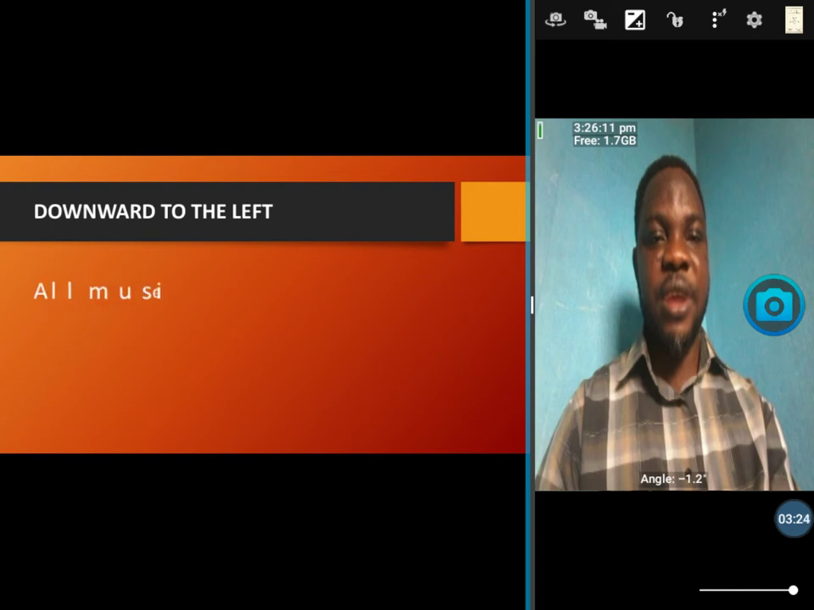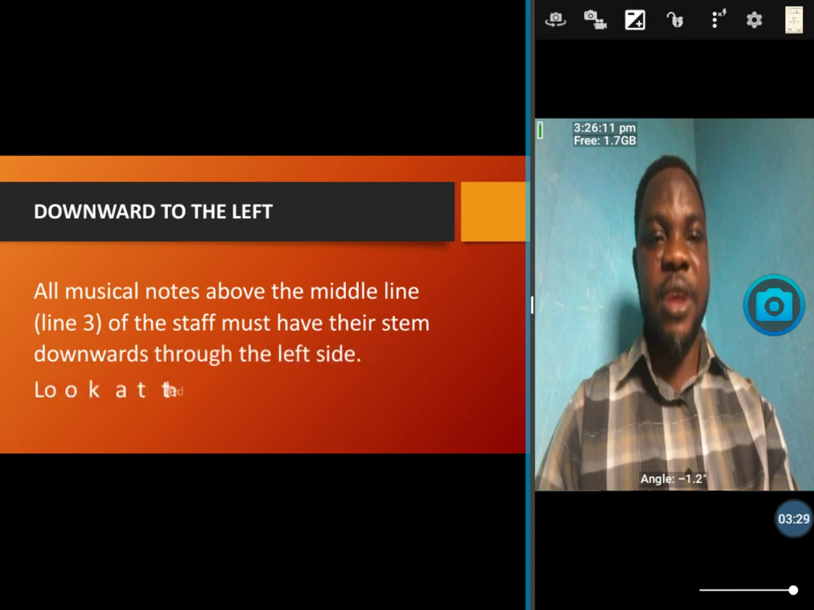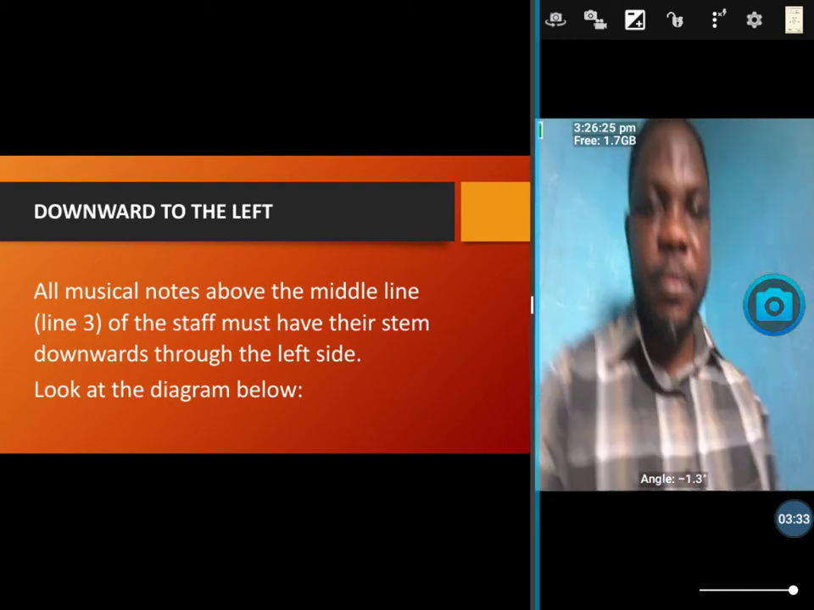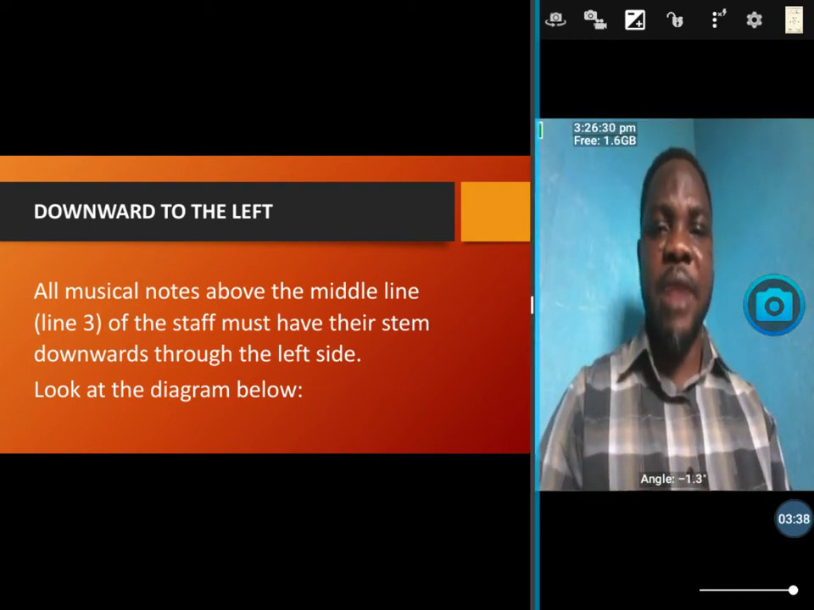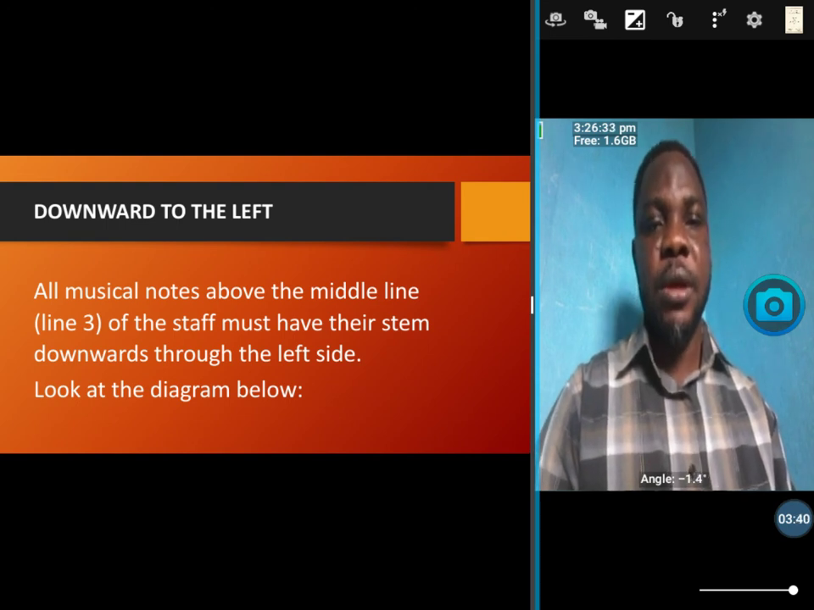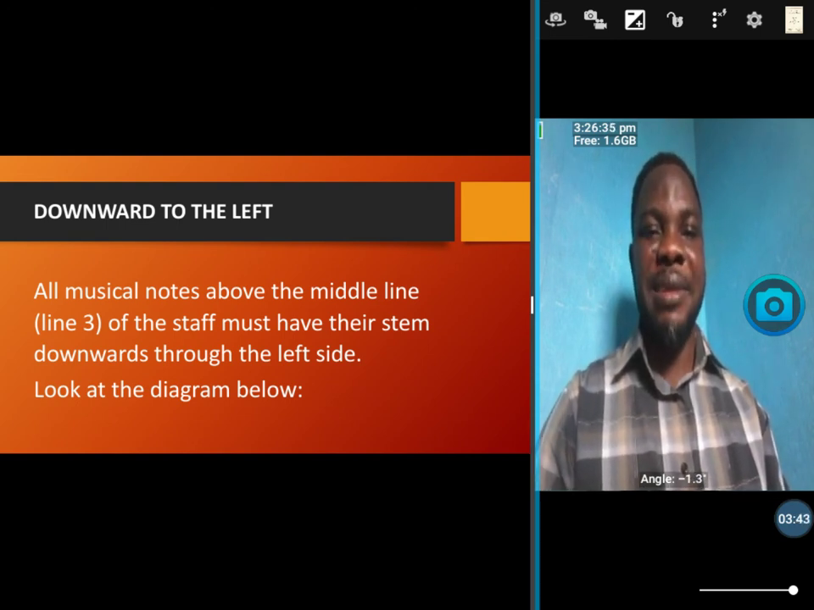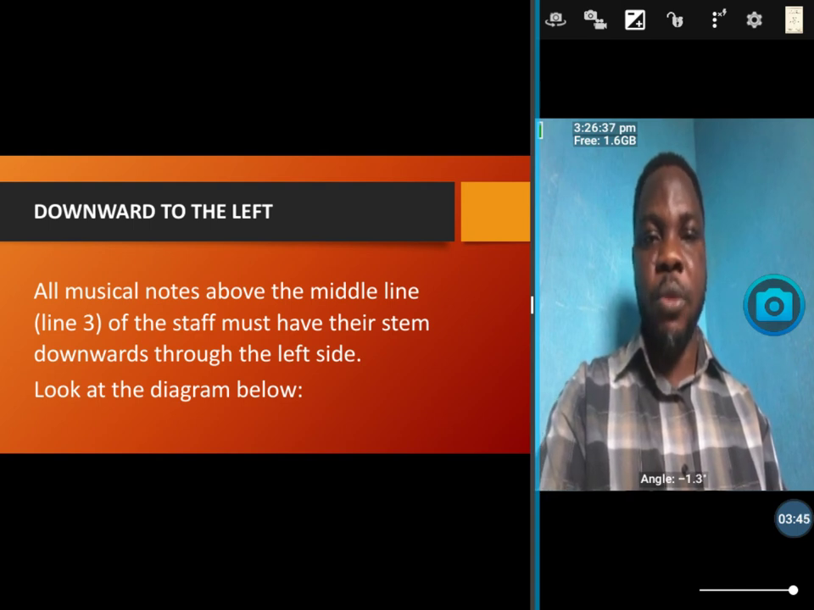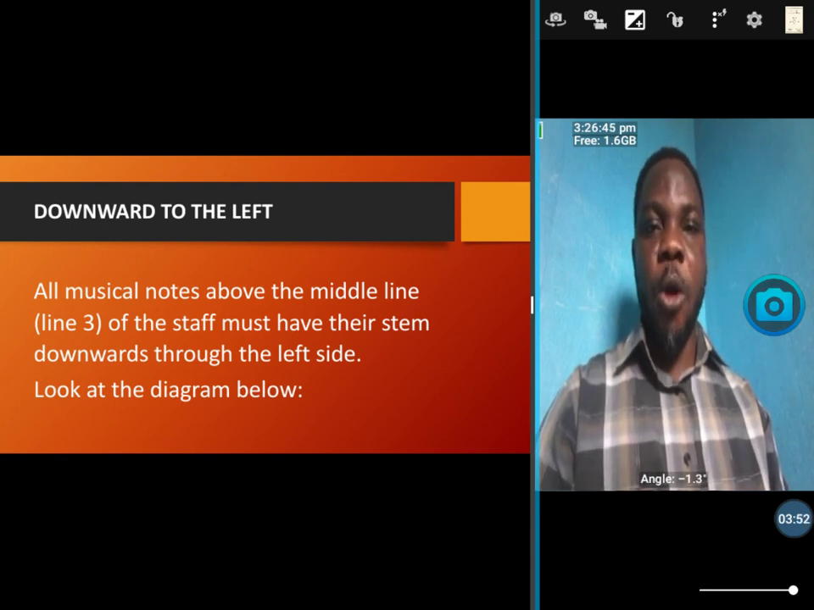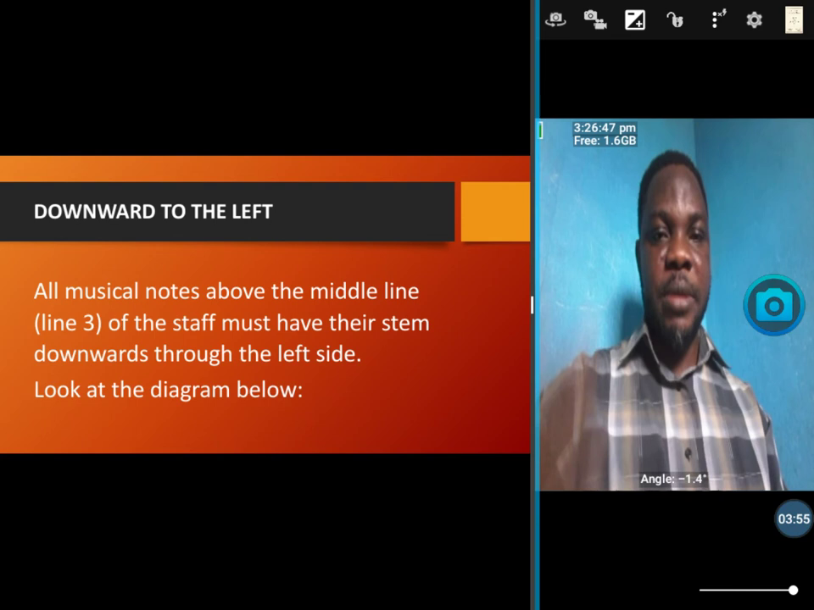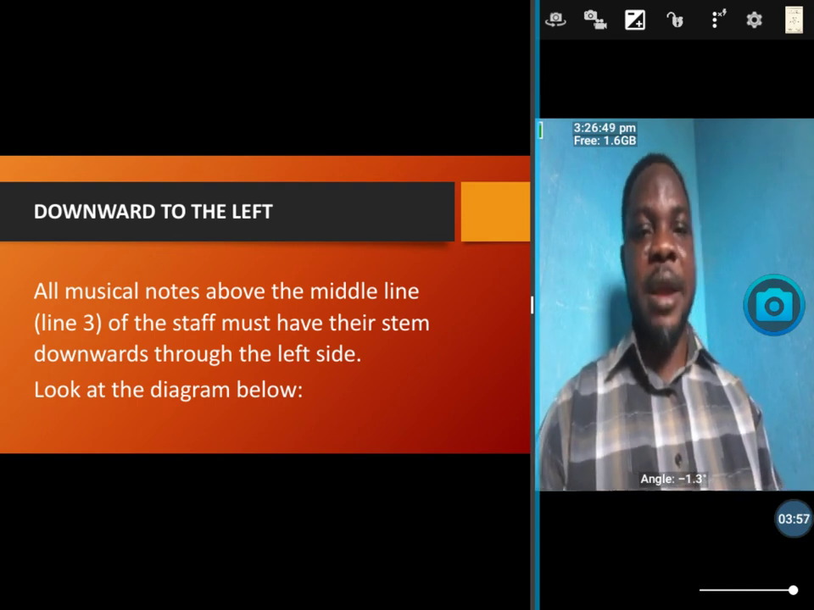Downward to the left. Now let's look at this. Downward to the left. What does that mean? Let's look at it. All musical notes above the middle line, that is above line 3 of the musical staff, should have their stem downward through the left side of the note. Any note that is above the middle line, above line 3, the stem must come downward through the left side of the note.